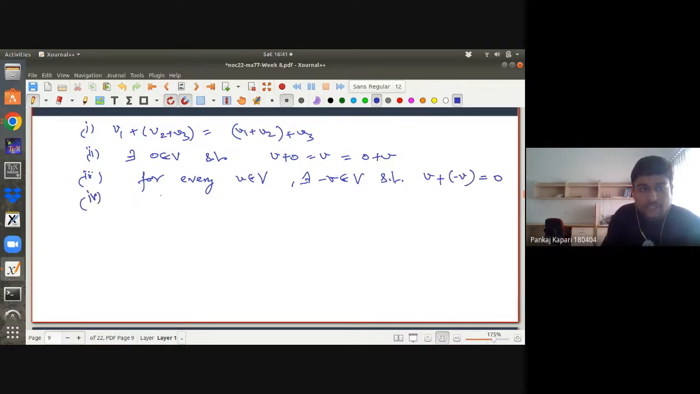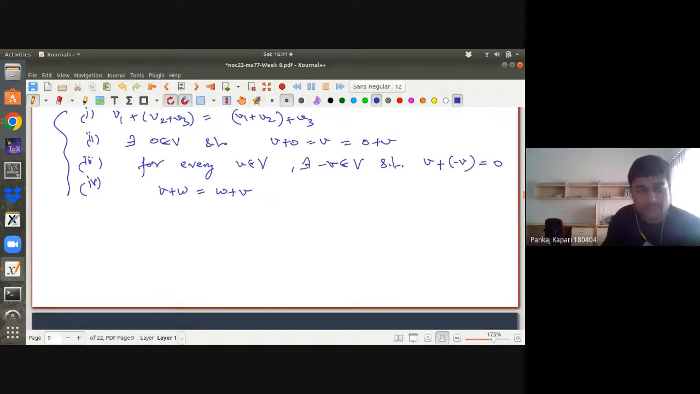The fourth property says that we can add vectors in any order. So either first add V to W or add W to V. So these are the properties of addition, and there are some properties of scalar multiplication. What are those properties? If we have two scalars, let's say C1 and C2, if we are multiplying like that, you can change the order also. That is C2 times C1 times V, or you can multiply C1 and C2 first, and then multiply by V. That is one of the properties of scalar multiplication.